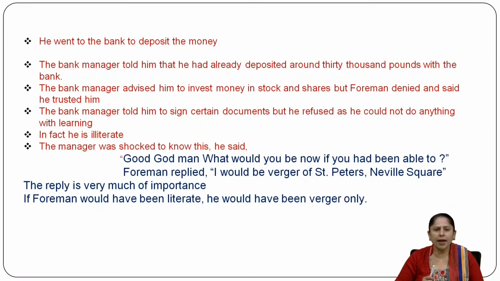He went to the bank to deposit the money. The bank manager told him that he had already deposited around 30,000 pounds with the bank. And the bank manager advised him to invest money in stock and shares, but Foreman denied and said he trusted him, and the bank manager told him to sign certain documents, but he refused as he could not do anything with learning.